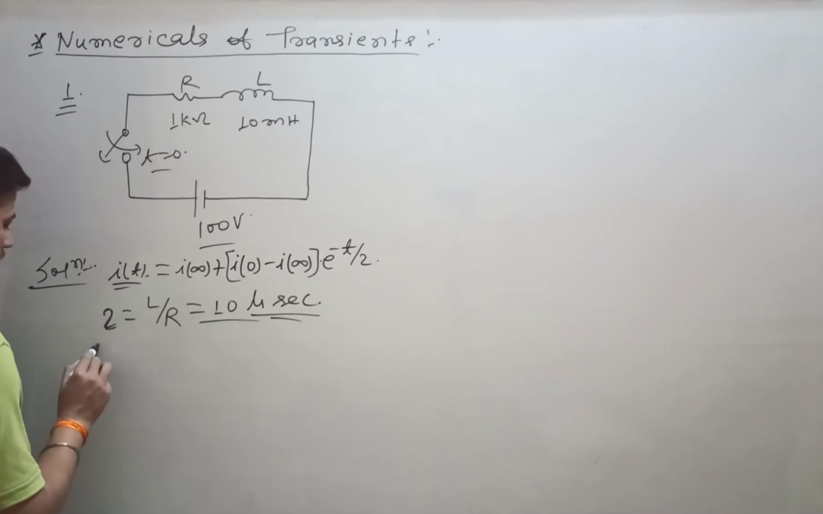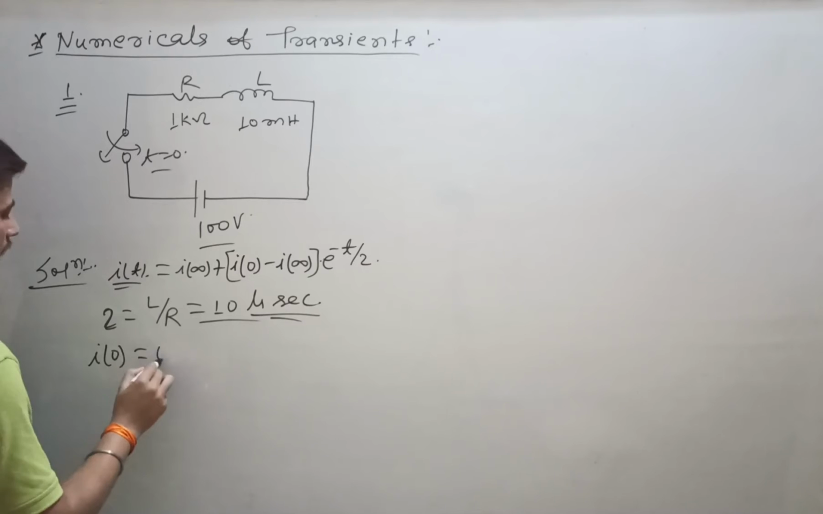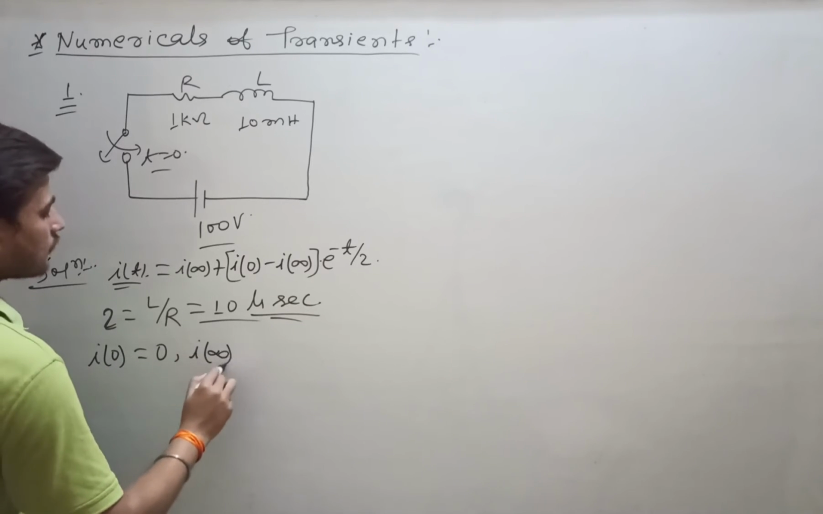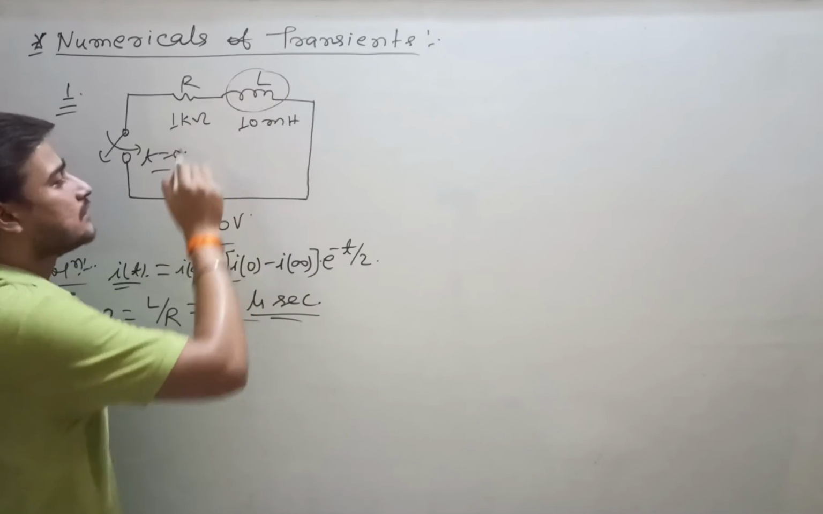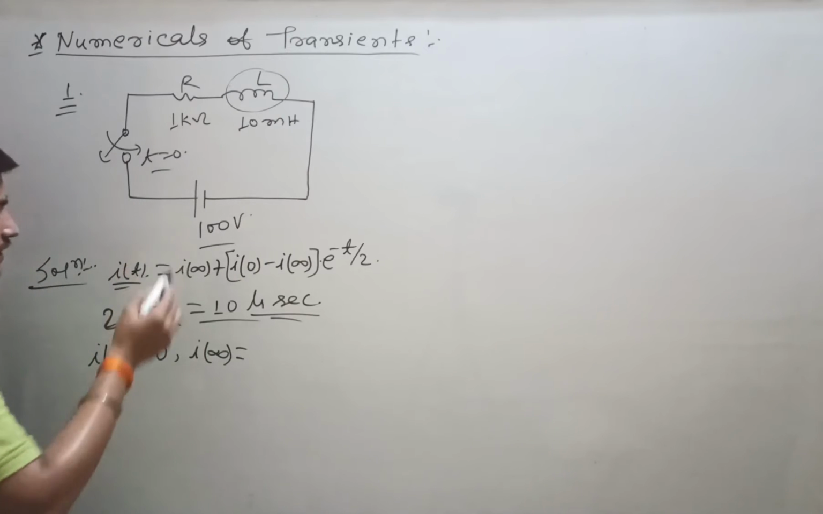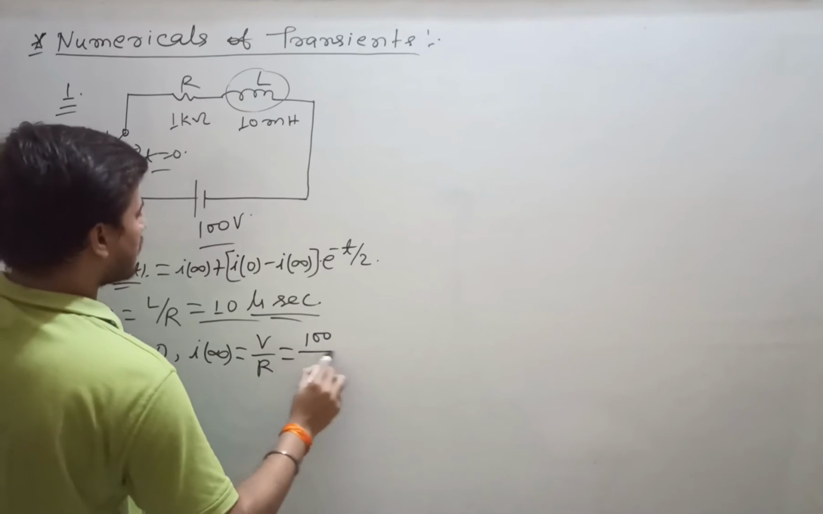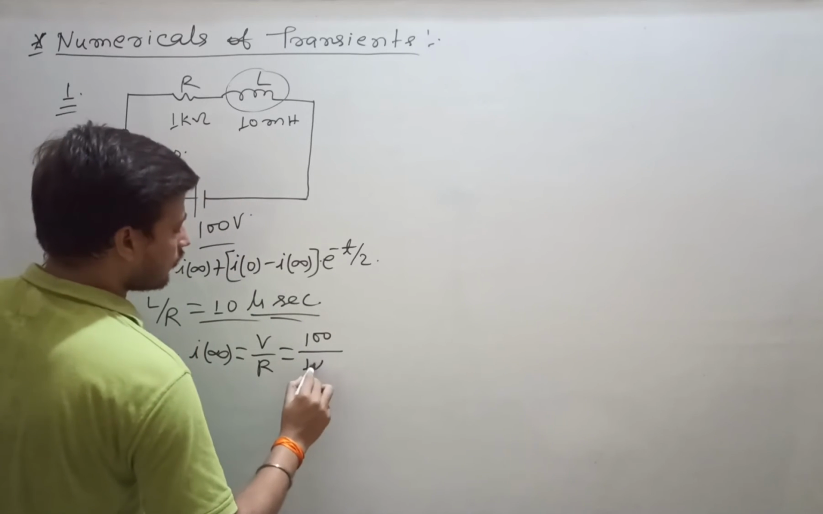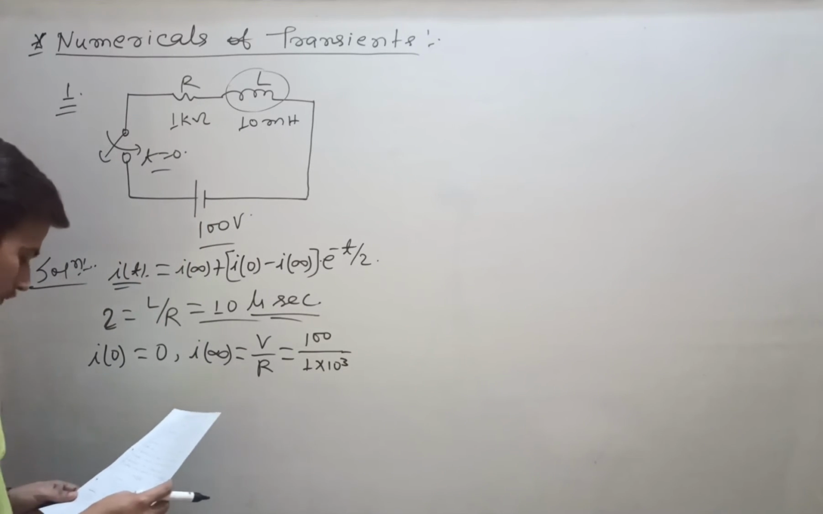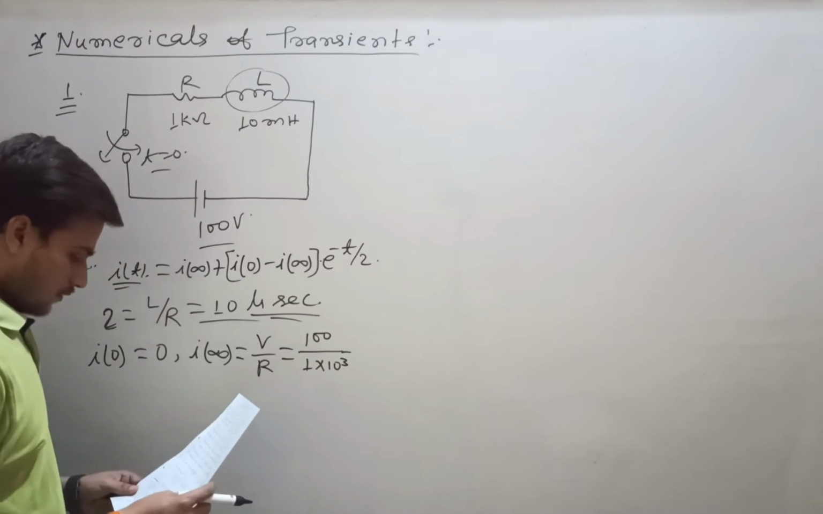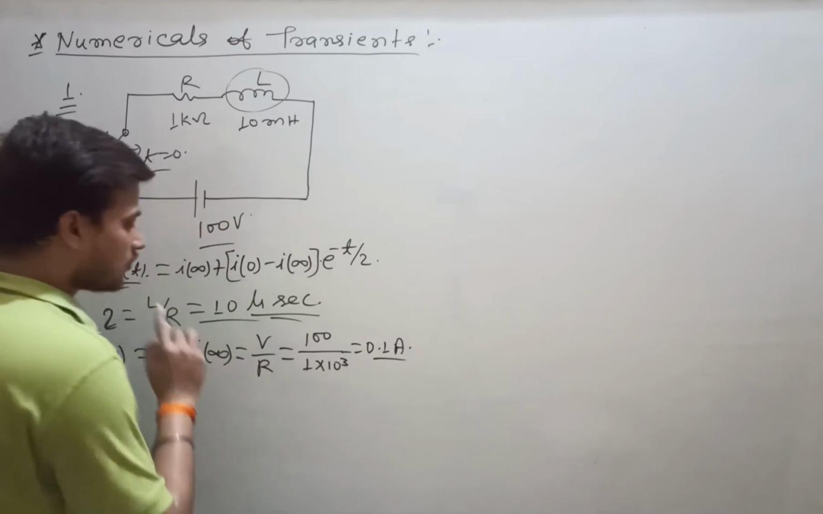Next let us write I0. What will be the value of I0? Initially the current was 0, so I0 is 0. Now the value of I infinity, when time t tends to infinity: this part will be short circuited, so it will be V by R. That is 100 divided by 1 into 10 to the power 3, which means it will be 0.1 ampere.